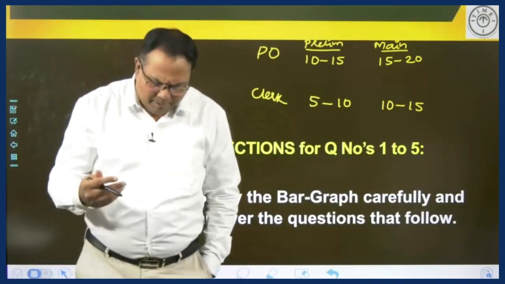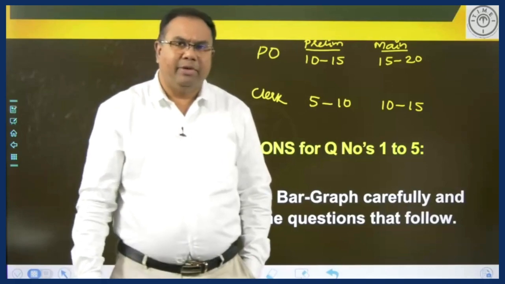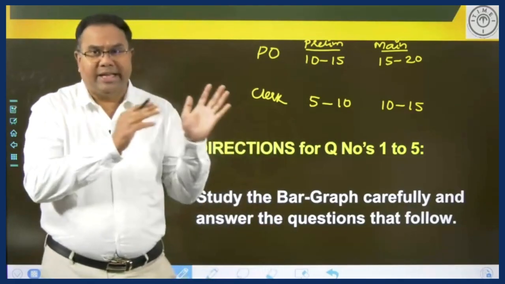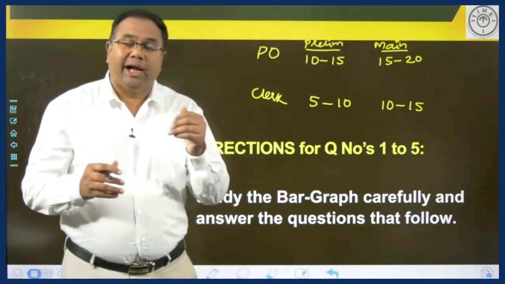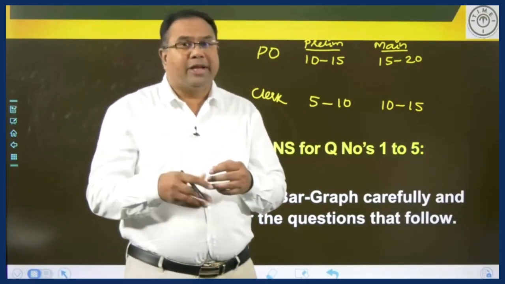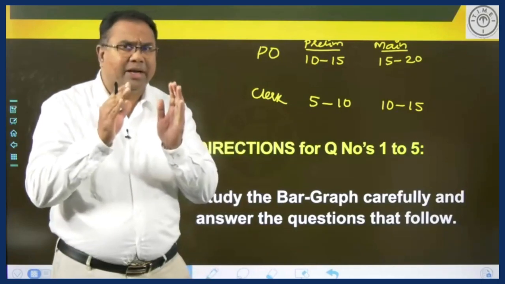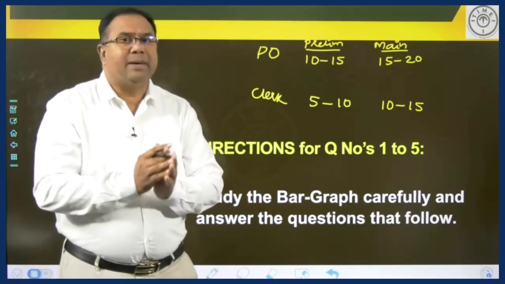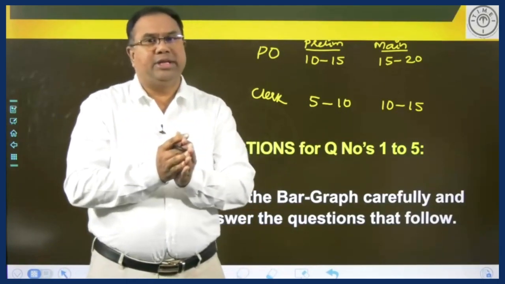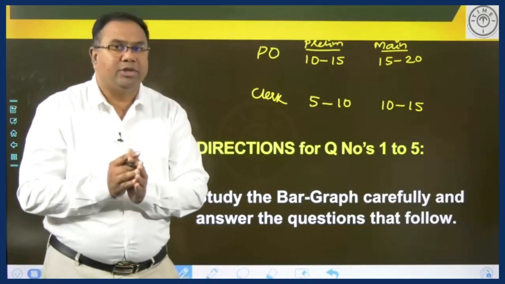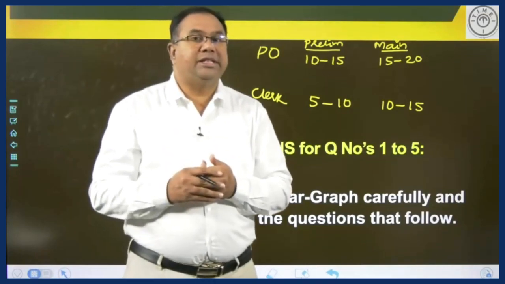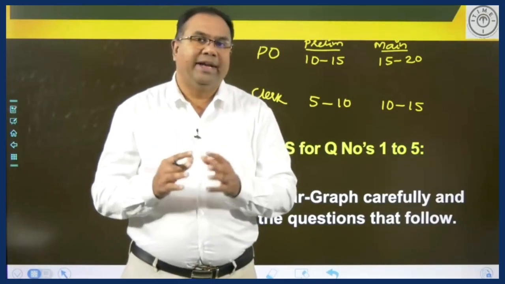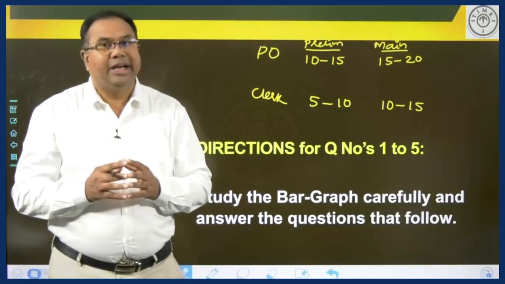Generally, any PO prelim or any clerk prelim you take, broadly you can say this is the breakup of your data interpretation. IBPS PO, IBPS clerk, SBI PO, SBI clerk, RRB PO, RRB clerk. Generally, clerk exam, prelim exam 5 to 10 questions, main exam 10 to 15 questions. PO exam, prelim 10 to 15 questions, main exam 15 to 20 questions. This is the weightage of your data interpretation.